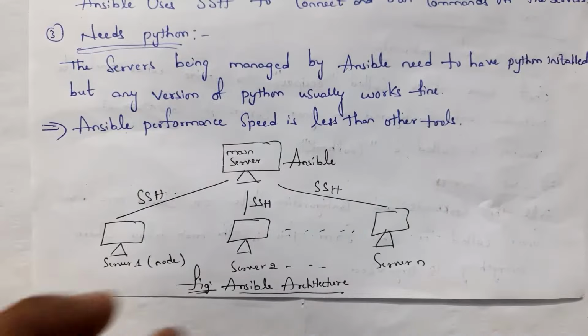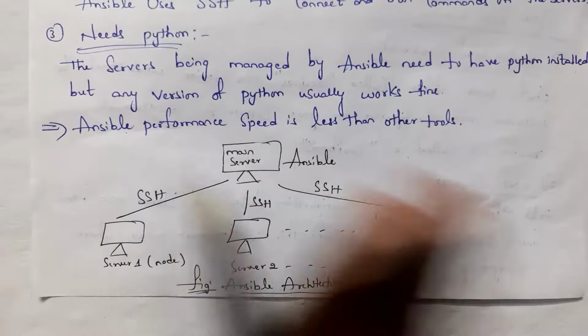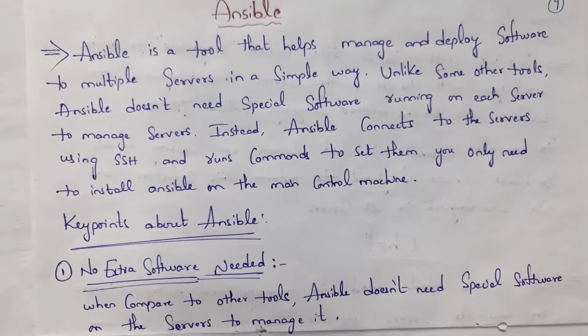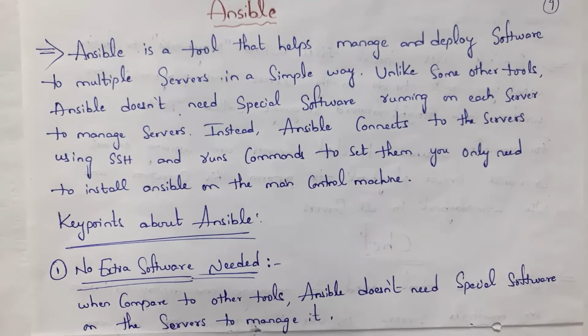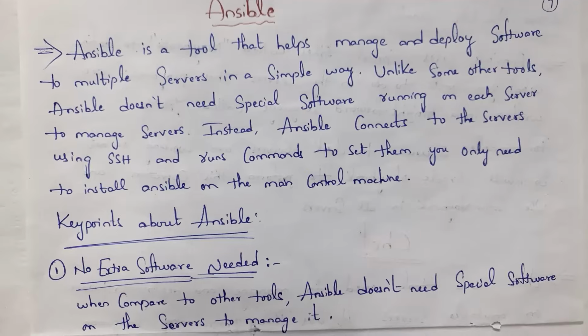Guys, we call each server a node, and these nodes are connected to the main server by using SSH. So there is no need of installing Ansible on each and every server. Just you need to install Ansible on the main server, and you can connect the main server with the remaining servers by using SSH. And you can update and deploy software on multiple servers at a time.